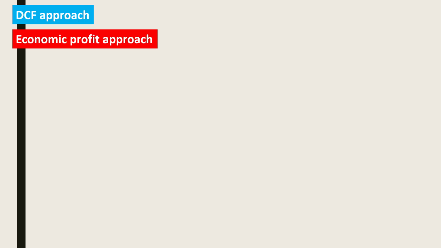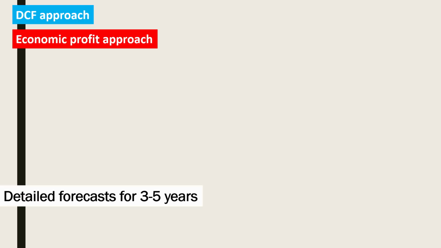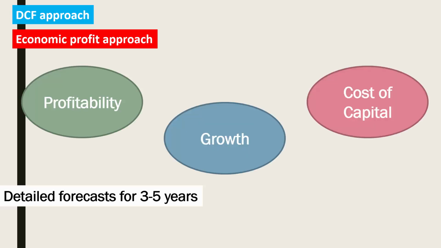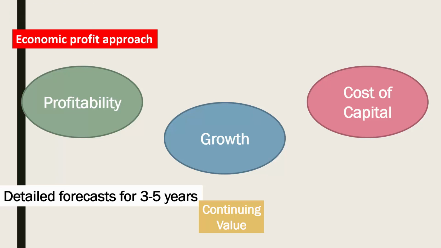The key difficulty to using the discounted cash flow and economic profit approaches in practice is the need to prepare detailed forecasts of aspects of a firm including profitability, growth, and the cost of capital for several years, say 3 to 5 years, and then have a simplifying assumption with a continuing value. We will focus on the economic profit approach, but the same sort of issues would apply to the discounted cash flow approach.